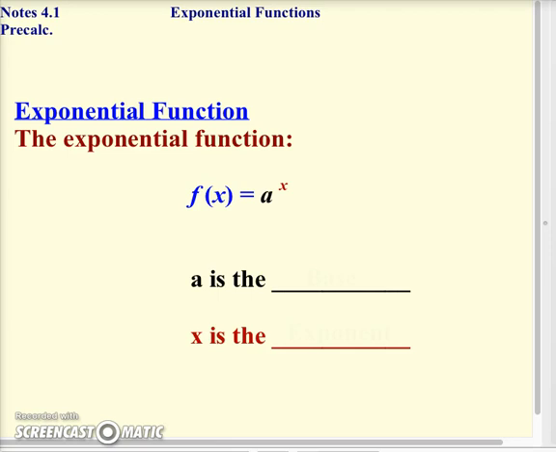So a little flashback to the past in Algebra 2 talking about exponential functions. So this would be a function where the exponent is the variable. And a and x have names. A is what's known as the base. And x, of course, is your exponent.